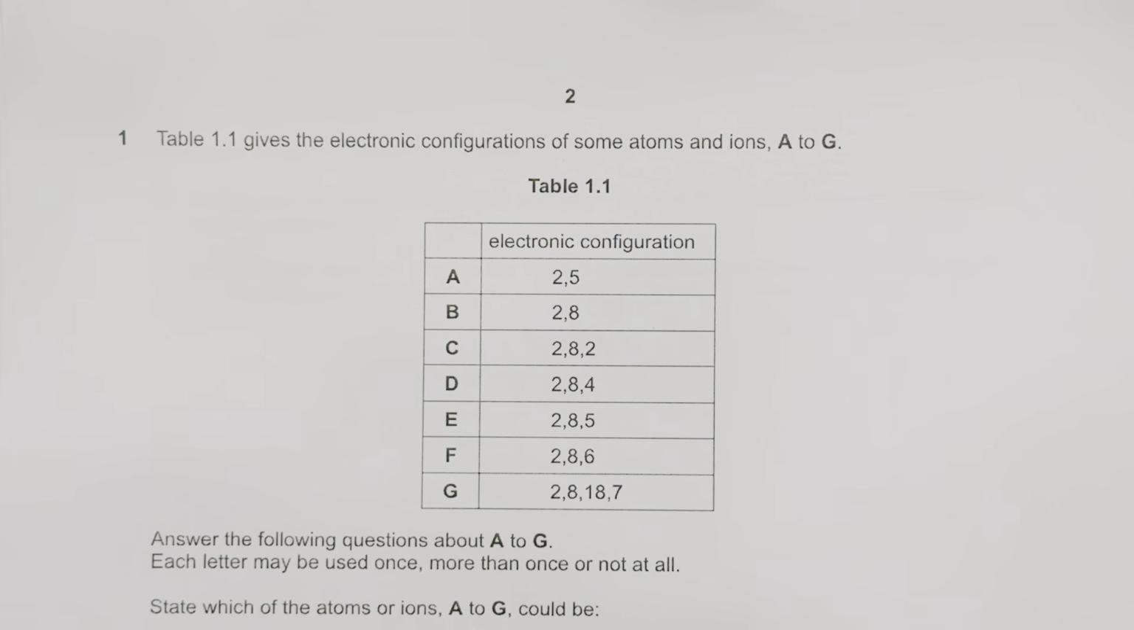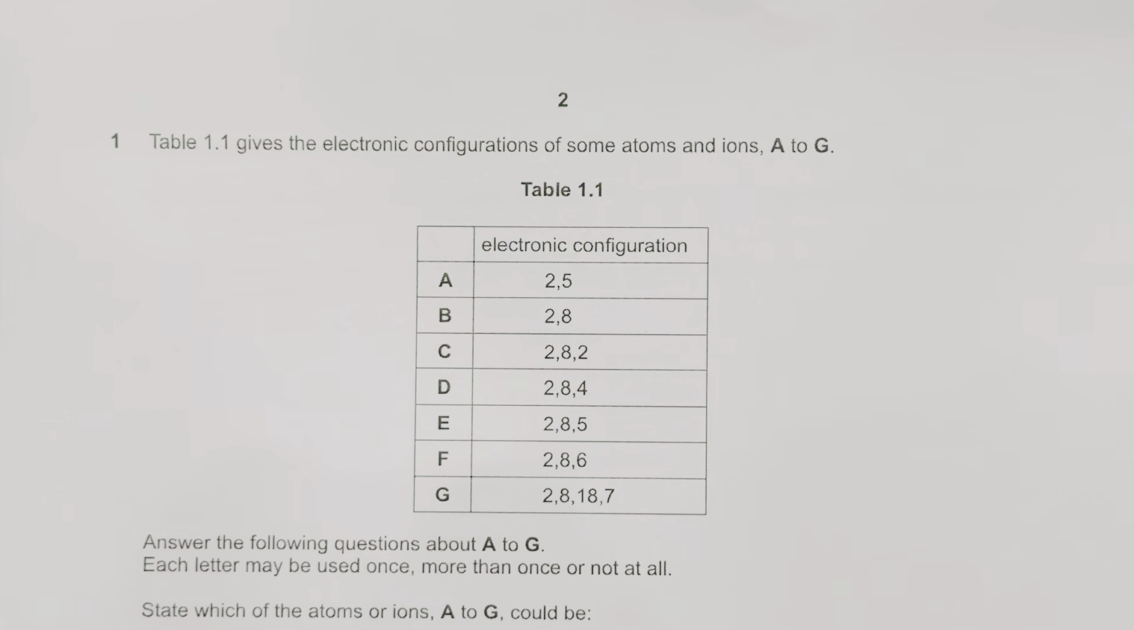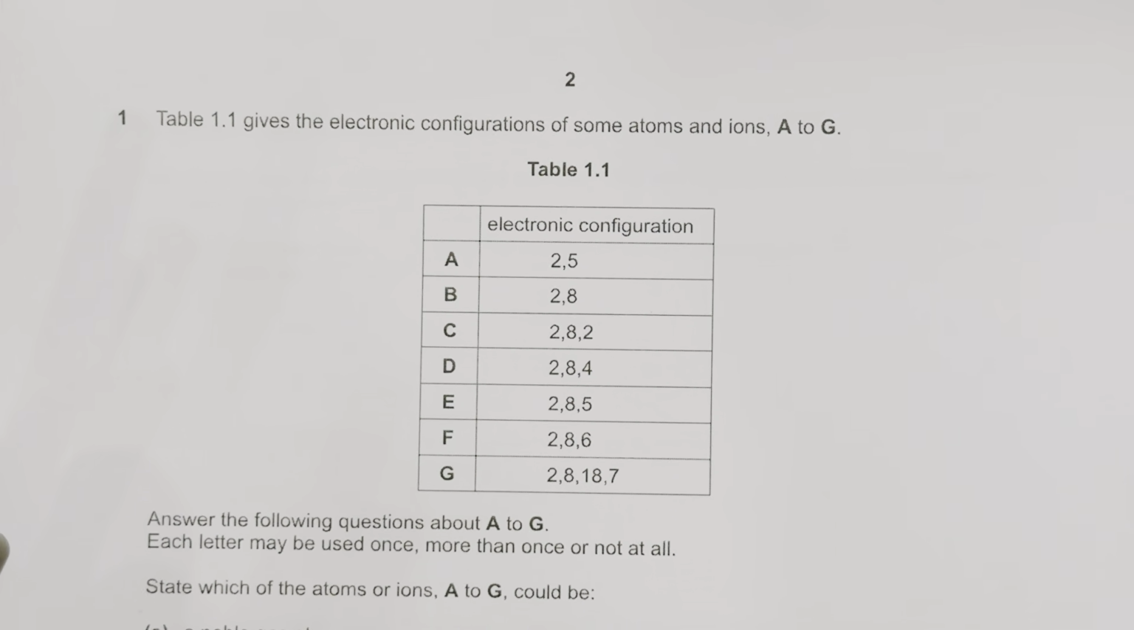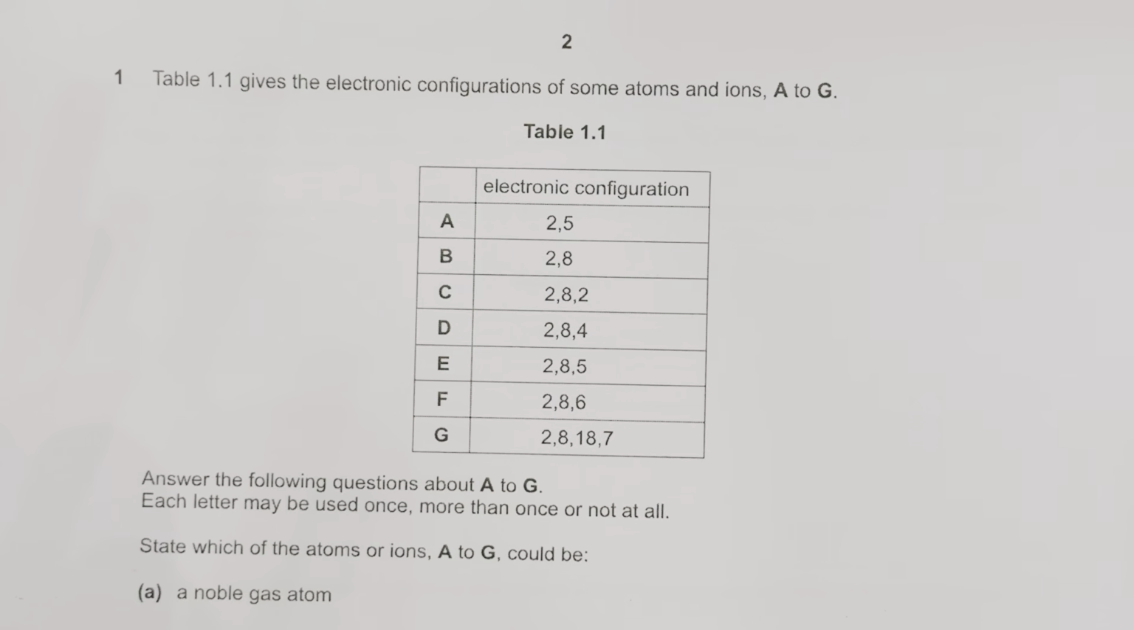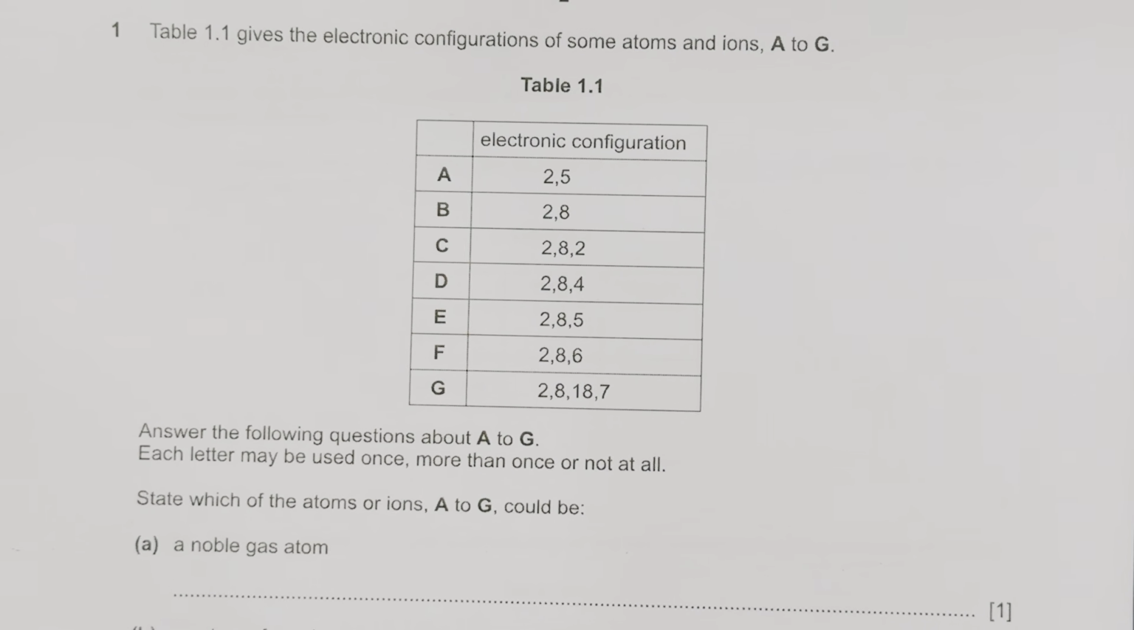A is 2,5, B is 2,8, C is 2,8,2, D is 2,8,4, E has 3 shells, 2,8,5, and the last shell carries 5 electrons. F is 2,8,6, 3 shells and the last shell is carrying 6 electrons, and G is carrying 2,8,18,7, 4 shells and 4 periods, and the last shell is carrying 7 electrons. Answer the following questions from A to G. Each letter may be used once or more than once or not at all. State which of the atoms or ions A to G could be.